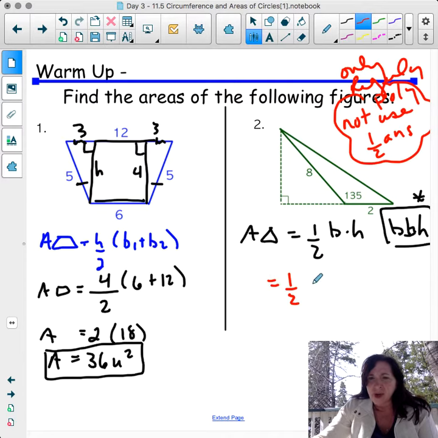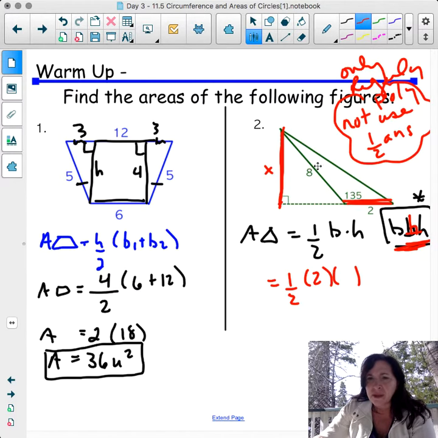So we've got 1/2. I do have my base already. My base is 2, and all we need is our height. But because we know that our height has to be perpendicular to our base, this length right here is actually my height. Even though my base is way out here, my height is going to come down perpendicular. In order to find this length here, I know that this is a 180-degree angle, which makes that a 45-degree angle right there. And if that's 45, that makes this also 45. So this is an x root 2.